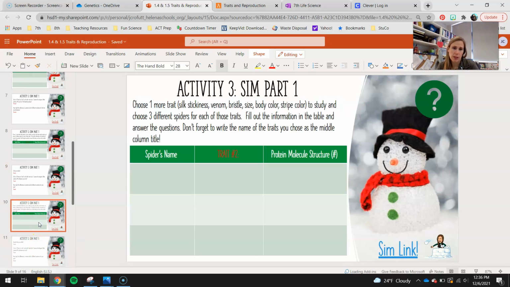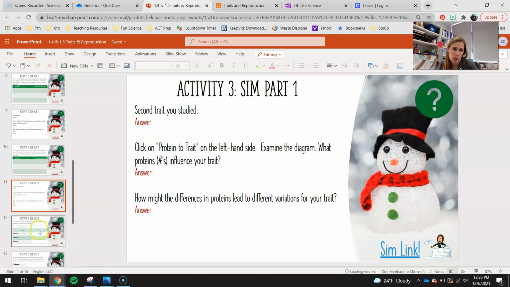Okay, same thing with this one. This is your second trait, so this is your last trait you'll do. Again, tell me what it is, choose different spiders with different variations of those traits, and then tell me about their proteins and answer those same questions.